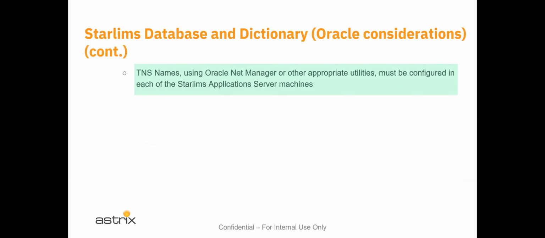TNS names is a feature that's used only in Oracle databases, and it uses the Oracle Net Manager or other appropriate utilities. Again, this is mostly going to be handled by a DBA, and you'll be consulting with them. You won't need to know how to do it all, but you'll need to be able to speak their language. So talking about TNS names, which is a connection type string that is used in order to connect from a database server to the application server so that the two can talk and send information back and forth.